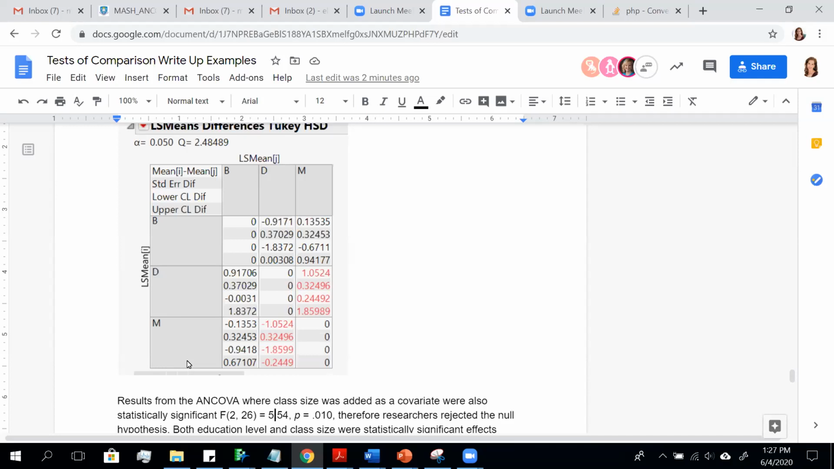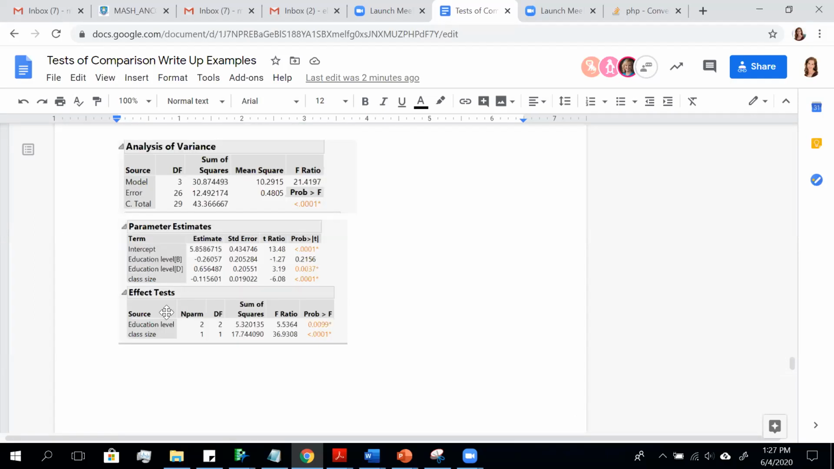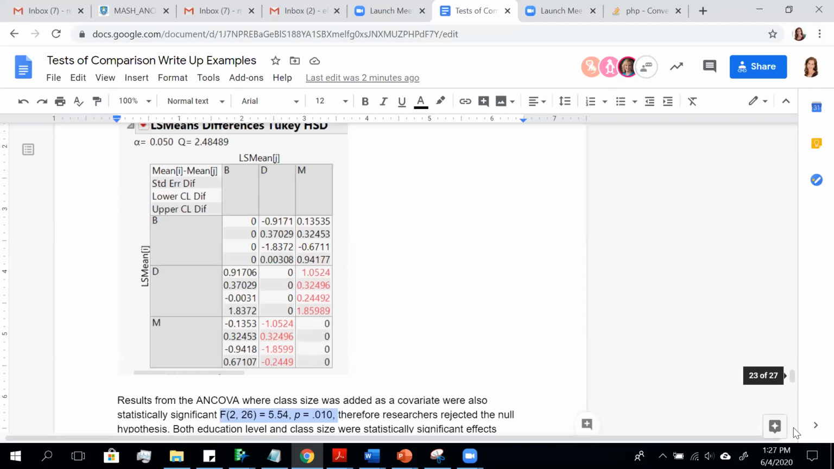where class size was added as the covariate were also still statistically significant. So remember, this number here comes from the effect test, the top line of the effect test, because this is considering education level. This is what it's asking: is it still significant even when I threw in class size? Yep, you betcha. I'm just looking at this top line, okay? So that's what I report.